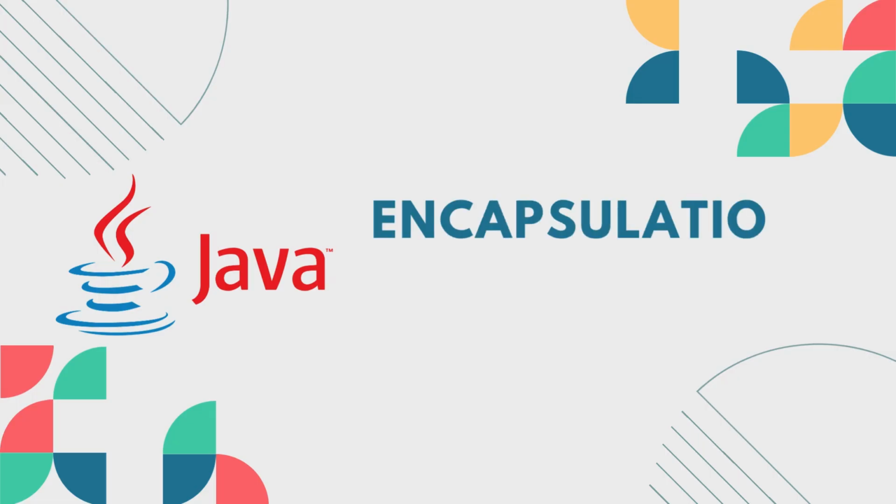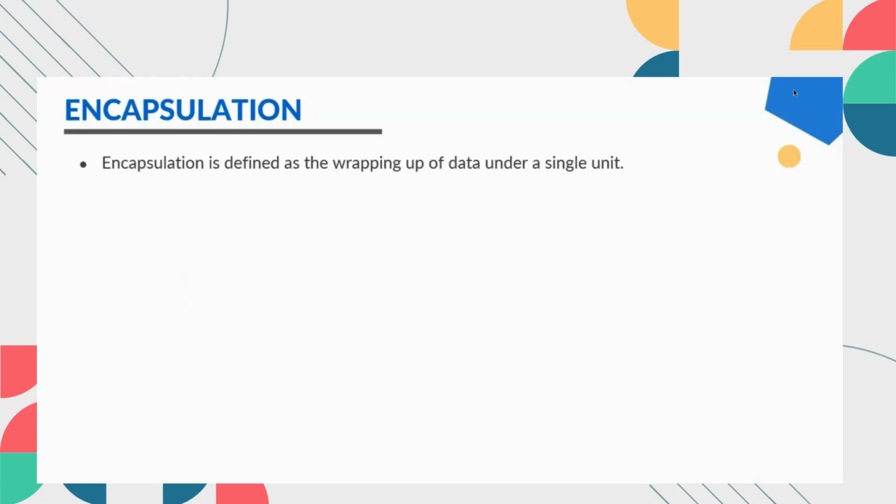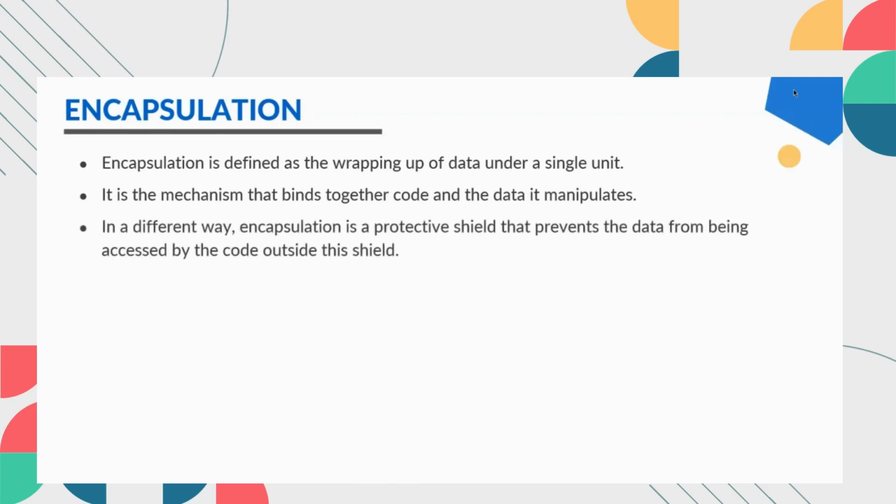Hi there. In this session, we will discuss encapsulation and abstraction in Java with the help of implementational scenarios. Basically, encapsulation is defined as data hiding or wrapping up the data under a single unit. If you ask in one word what encapsulation is, encapsulation is data hiding.